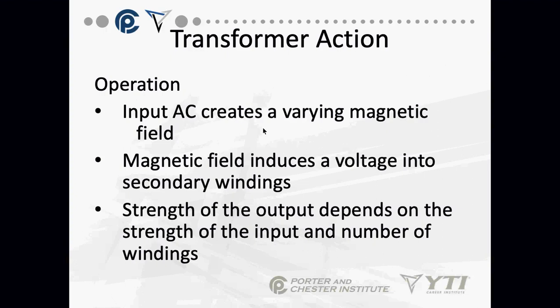The input AC, in other words, the power we're supplying, creates a magnetic field. The magnetic field creates a voltage on the secondary winding because, again, whenever I put a winding, a coil of wire into a magnetic field, we create voltage. And then when I alternate that magnetic field between a positive and a negative, which in magnet terms is a north and a south, I'm creating more and more power. The strength of the output depends on the strength of the input and the number of windings.